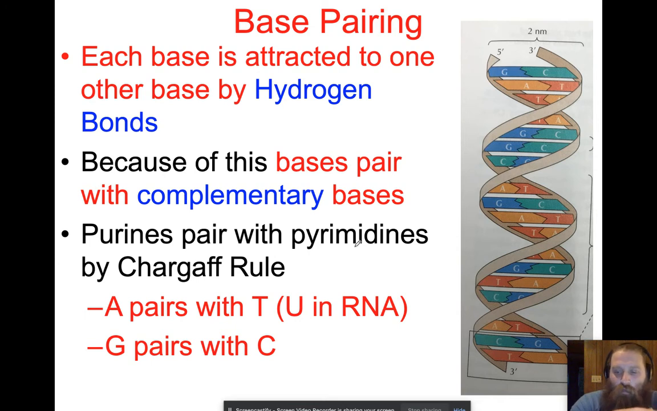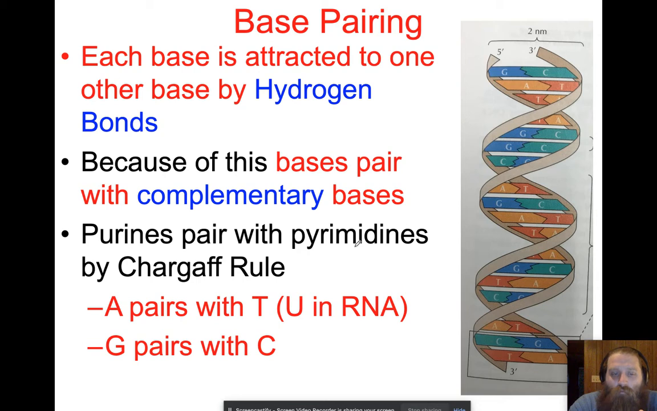C and G want to make those nice 3 hydrogen bonds. A and T want to make 2. So you can force them together. That happens when we talk about mutations, and we'll look at that. But the most stable arrangement is going to be C to G and A to T.